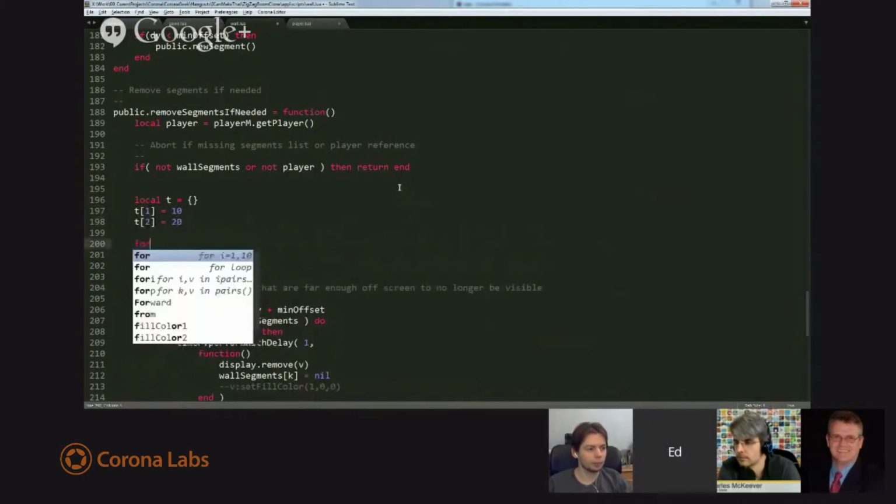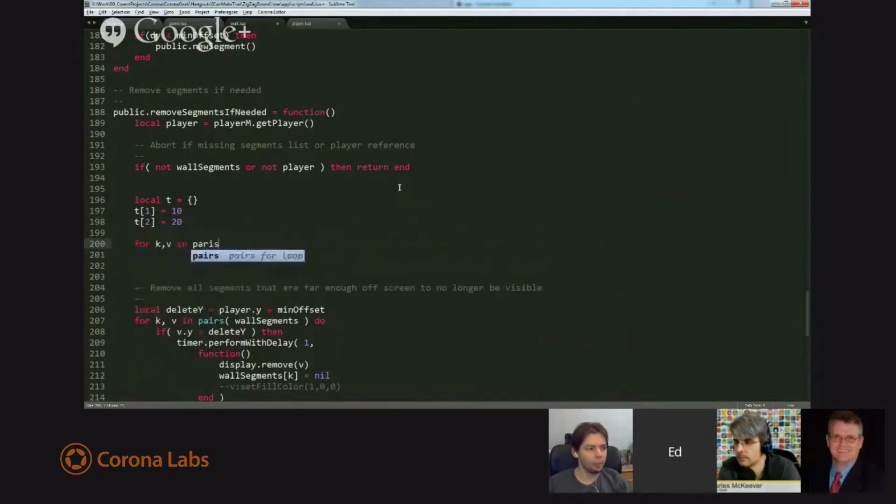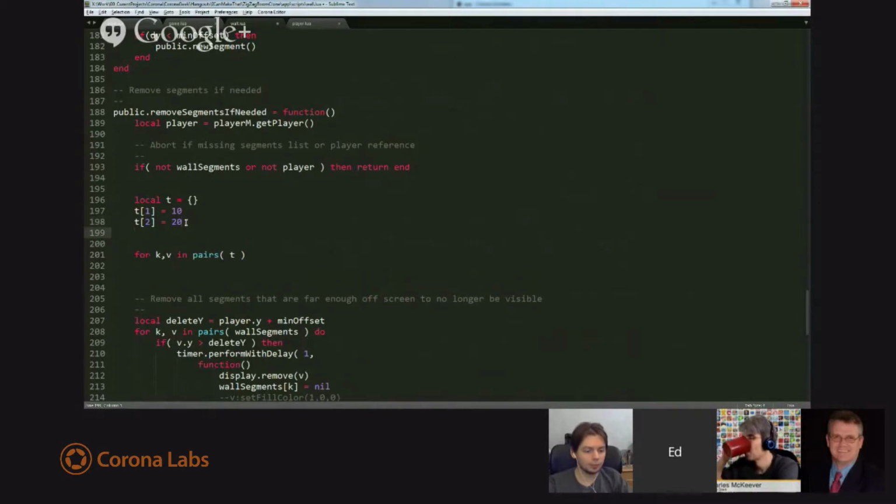then I said for k, v in pairs t. What this would do is it would randomly iterate over this table. The pairs iterator is not guaranteed to go in order. So in this case, we've created a table that is indexed by numbers, 1, 2, and I'm assuming that we would go on and say T3, etc. Pairs doesn't iterate in order.